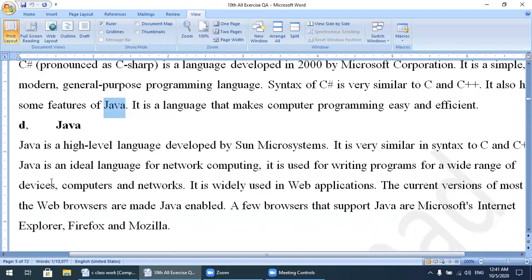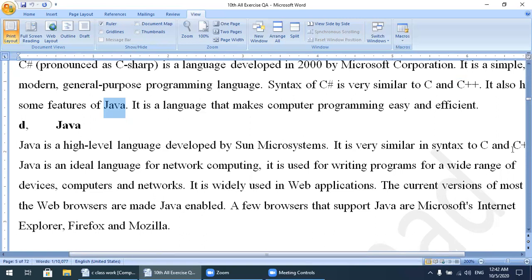Next is the Java language. Java is a high-level language developed by Sun Microsystems. It is very similar in syntax to C and C++. Java is an ideal language for network computing. For example, for network programs, we can use Java as a core language. It is used for writing programs for a wide range of devices, computers, and networks. It is widely used in web applications.